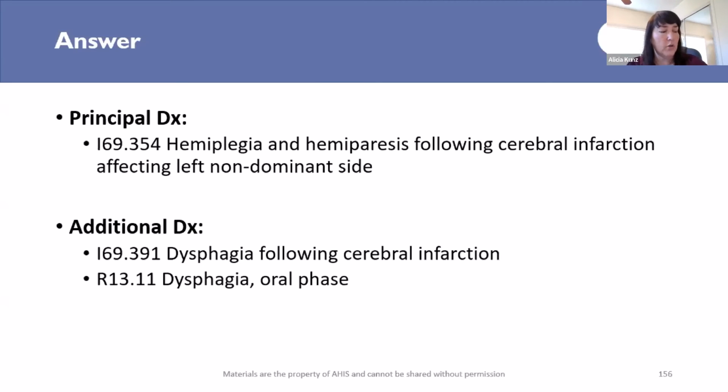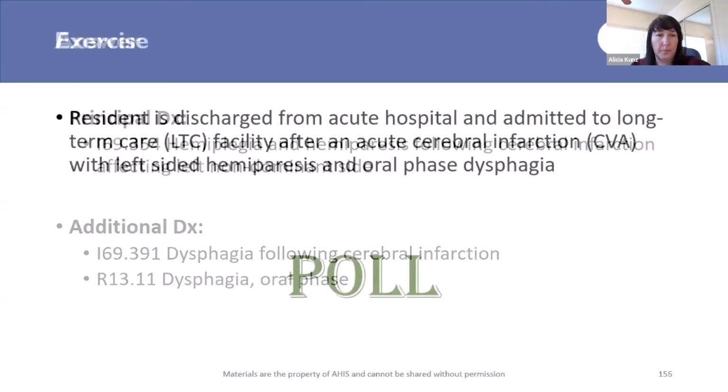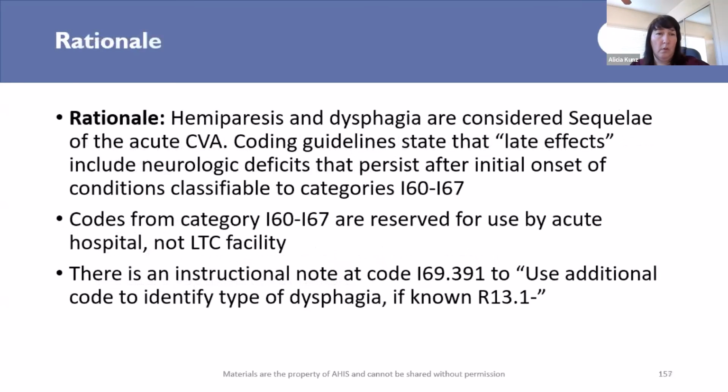And then for additional diagnoses, we also used code I69.391, dysphagia following cerebral infarction. That code asks you for an additional code from category R13 to delineate the phase of the dysphagia. So in this case, we knew it was oral phase. Next. So remember, the hemiparesis and the dysphagia are considered to be sequela or late effect of an acute CVA. So that is why we were using the codes from category I69. Next.